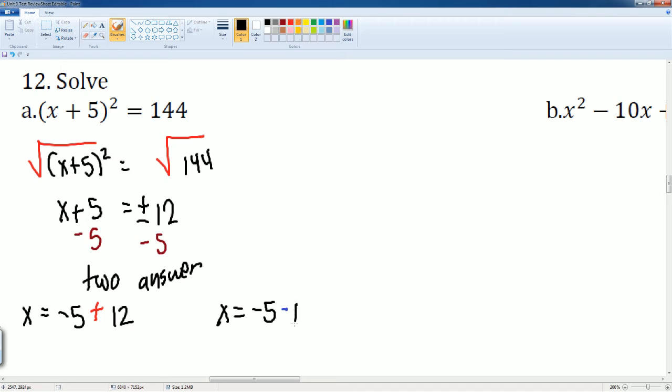All right. And now we can just plug this in if you don't know. So this is x equals 7. And this is x is equal to negative 17.